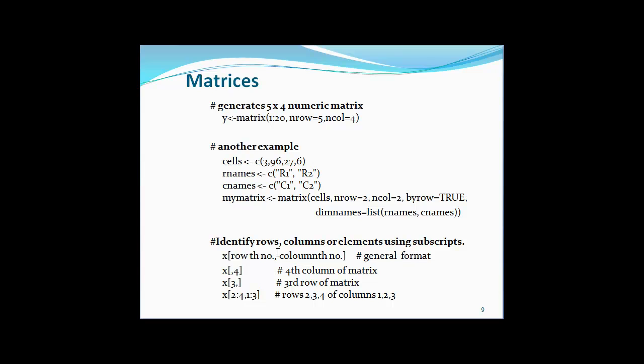Now how to identify rows and columns or elements using the subscripts? The general method is X, in square brackets the row number comma the column number, general format. If I write X in the square bracket, I write comma 4, then the whole fourth column of the matrix will be displayed. If I write 3 comma 2, suppose, then it will be the third row and the second column of the matrix.